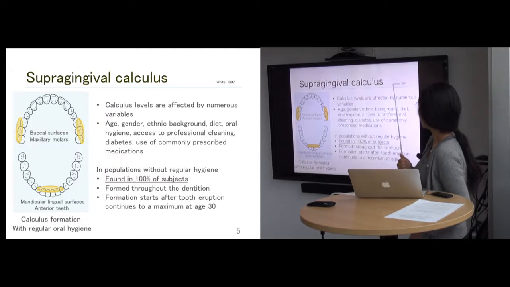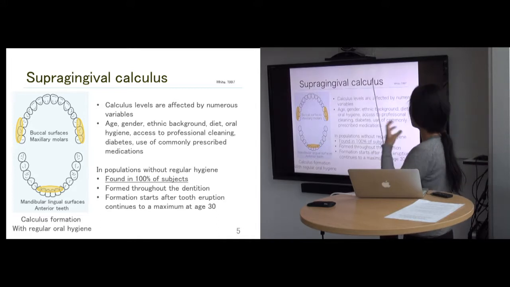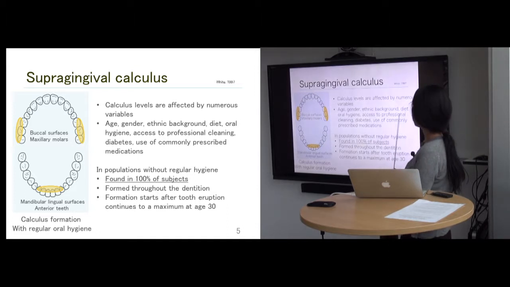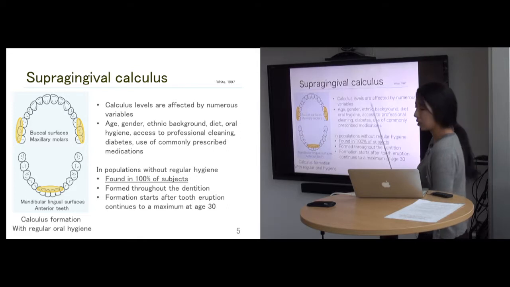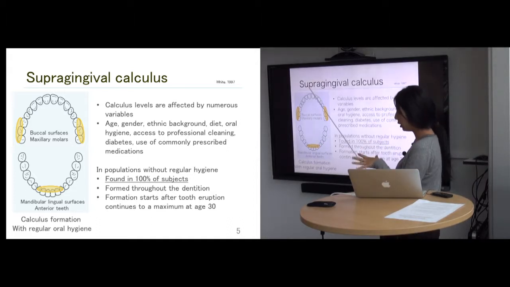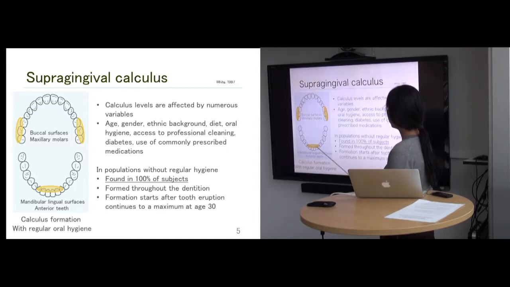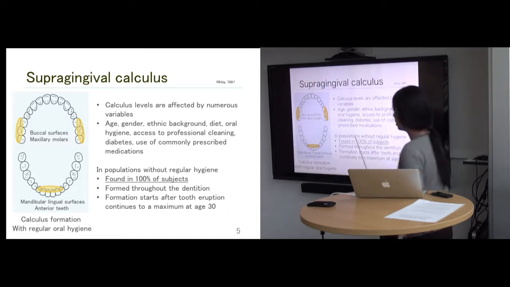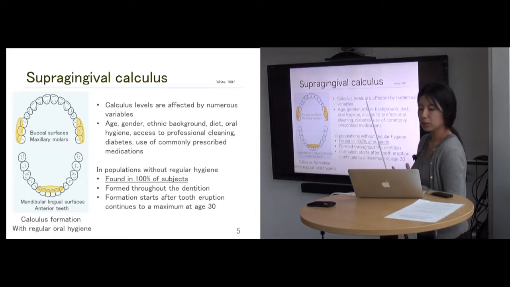About supragingival calculus, the amount of calculus is affected by numerous variables, for example, age, gender, ethnic background, diet, oral hygiene, access to professional cleaning, diabetes, use of commonly prescribed medications, etc. Under modern regular oral hygiene, calculus formation happens only in this area, the buccal surfaces of maxillary molars, and also the lingual surfaces of mandibular anterior teeth. So it is close to the salivary gland.